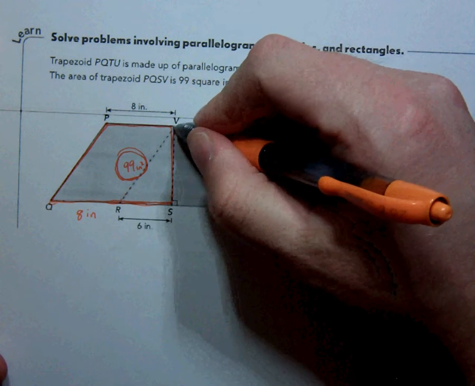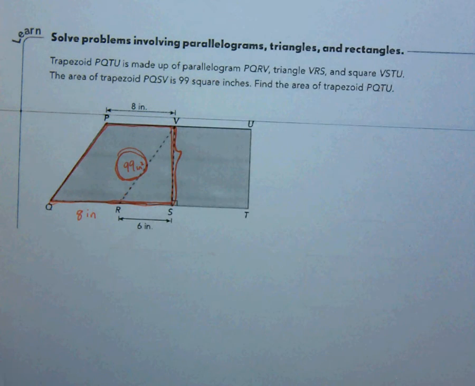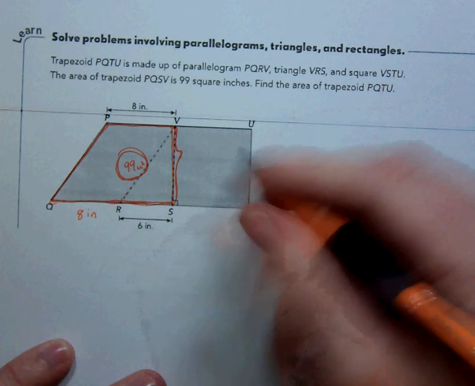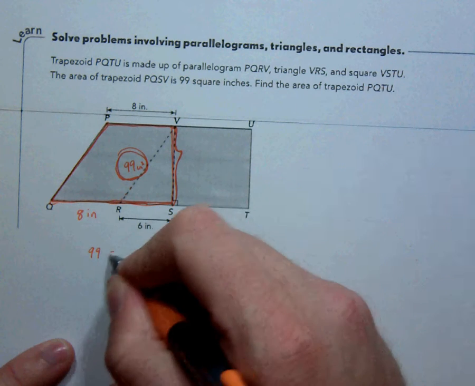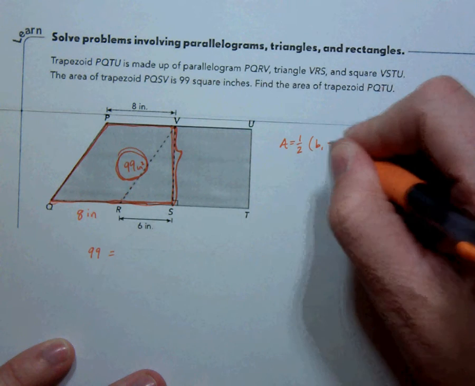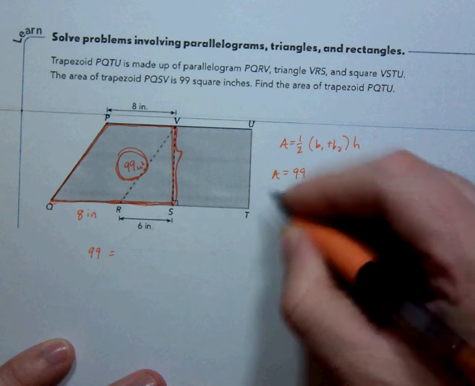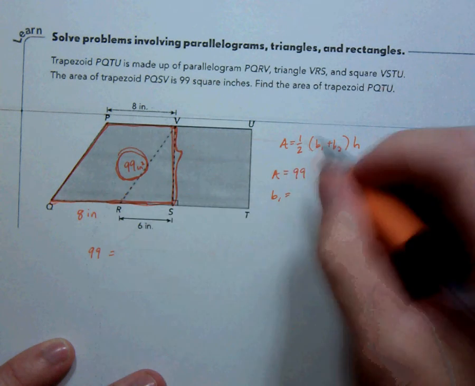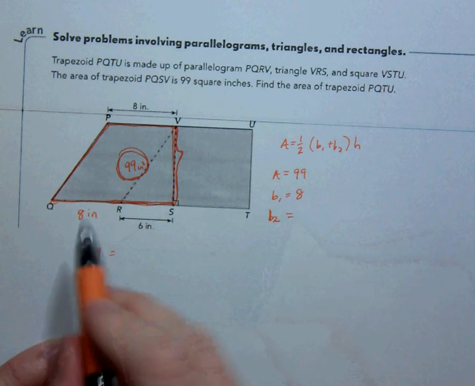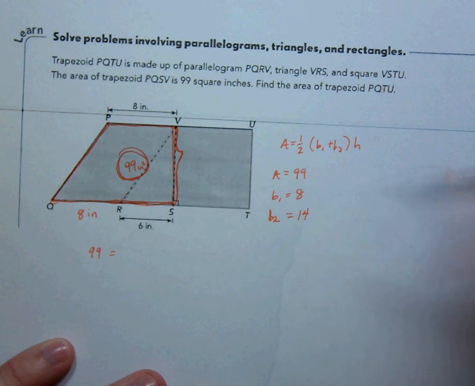But we don't know what the height is. We don't know the height. So let's find it out. We know that the whole thing is 99. And it's a trapezoid, so we're going to use the area formula of a trapezoid. Area is equal to 1/2 base 1 plus base 2 times the height. So area is equal to 99. Base 1 is equal to 8. Base 2 is equal to QS, so this whole thing, 8 plus 6, so that's equal to 14.